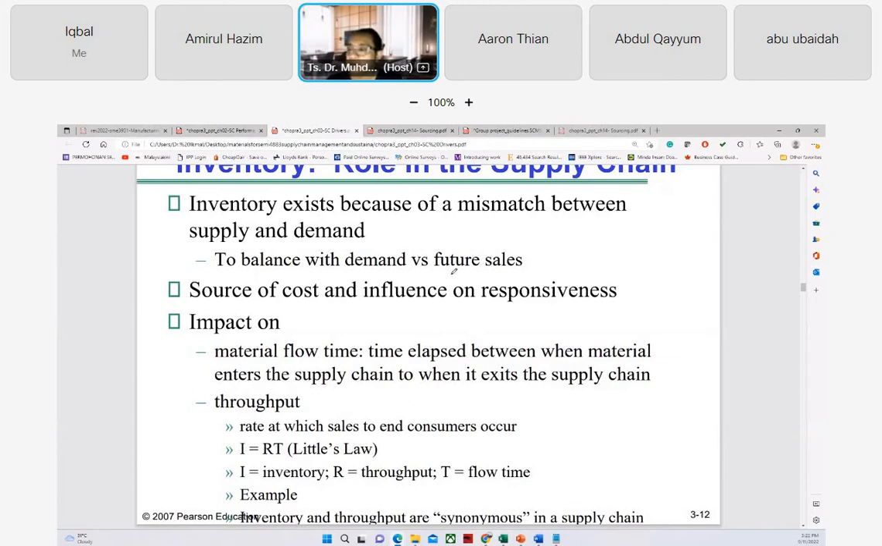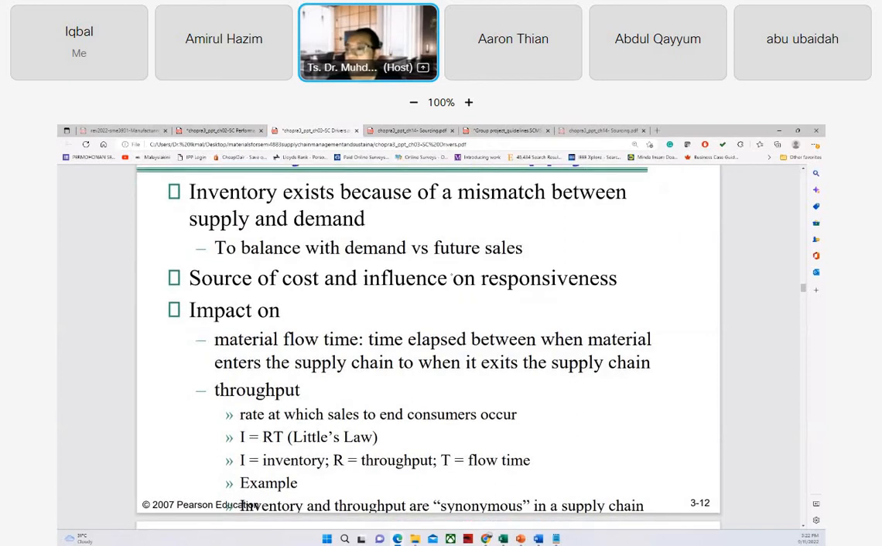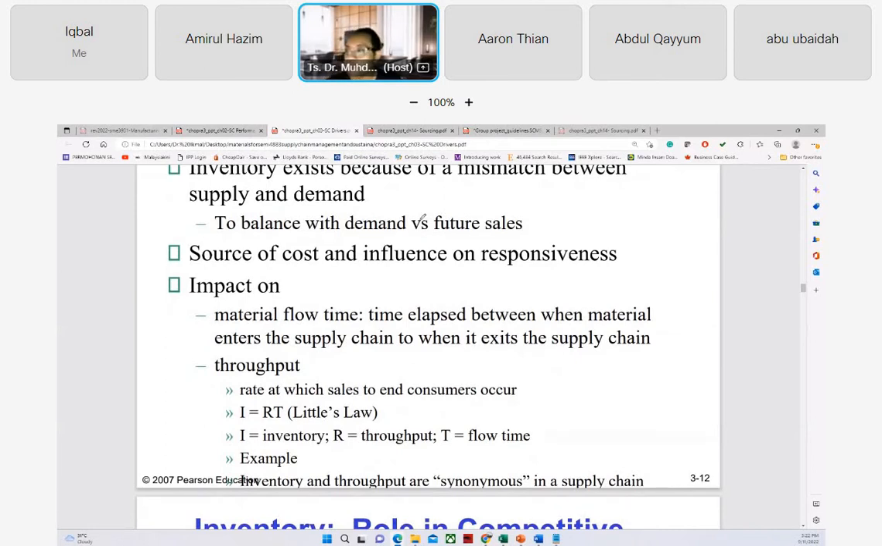Inventory is a source of cost and an influence on responsiveness, and it has an impact on material flow, the time elapsed between when materials enter the supply chain and when they exit the supply chain. So the throughput, first in first out. It will impact that flow time. Let's say for example the demand is increasing but you don't have enough supply, so customers will wait a little bit longer to receive their products. It will give a huge impact.